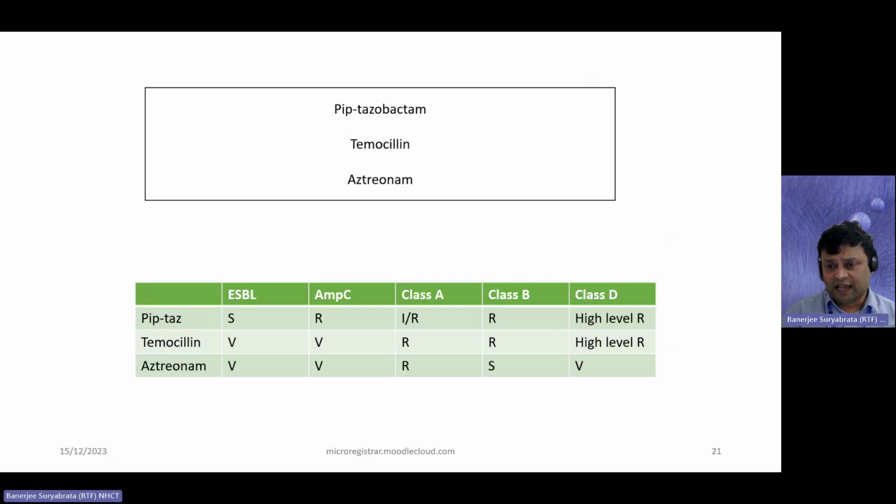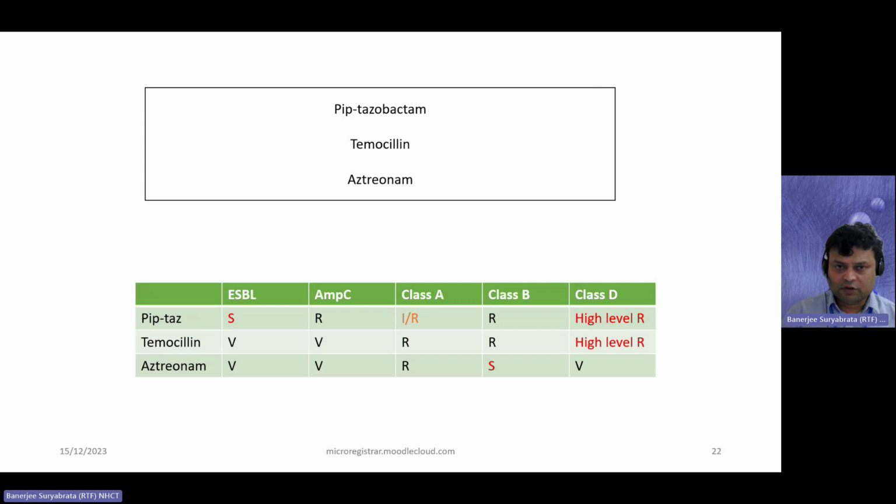Class D is high level resistant to piptaz and high level resistant to temocillin. Which one is important? Perhaps temocillin, but you should pay attention to both of them. And aztreonam is variable. This is important. This is one of the most important markers of class D.